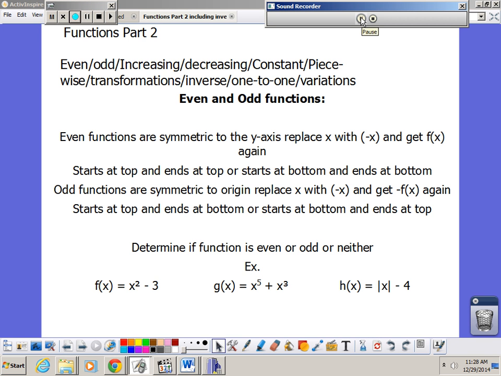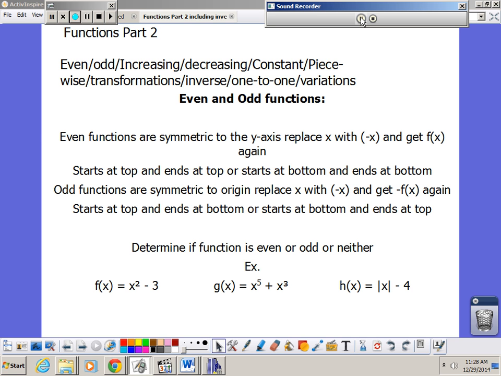Okay, we're going to go into the second part of functions today. In the second part, we're going to talk about how to tell when a function is even or odd, increasing or decreasing, or constant. We're going to do piecewise functions, some transformations, inverses, and one-to-one. And we're going to get back over variations.